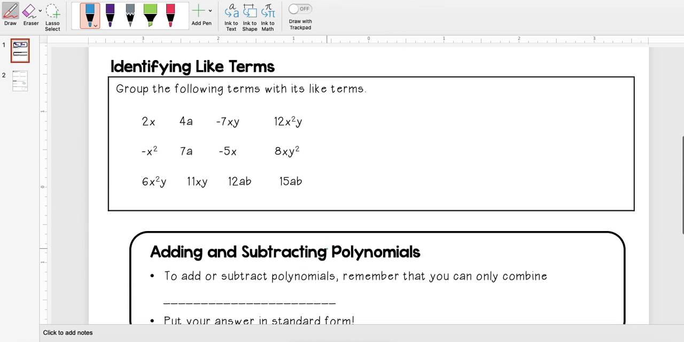So let's go ahead and practice identifying like terms. I have a whole bunch of terms here, and I want to group the following terms with their like terms. Let's start with the first one, 2x. A like term would have the variable x raised to the first power and nothing else. Looking through all of these, I see negative 5x follows that.